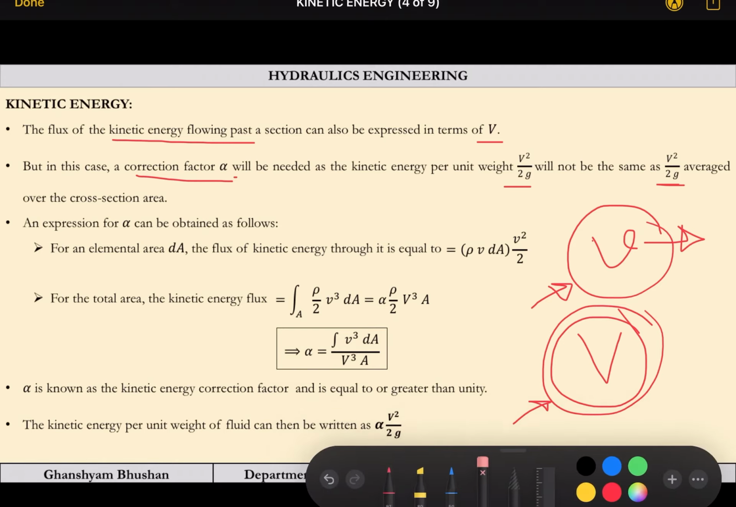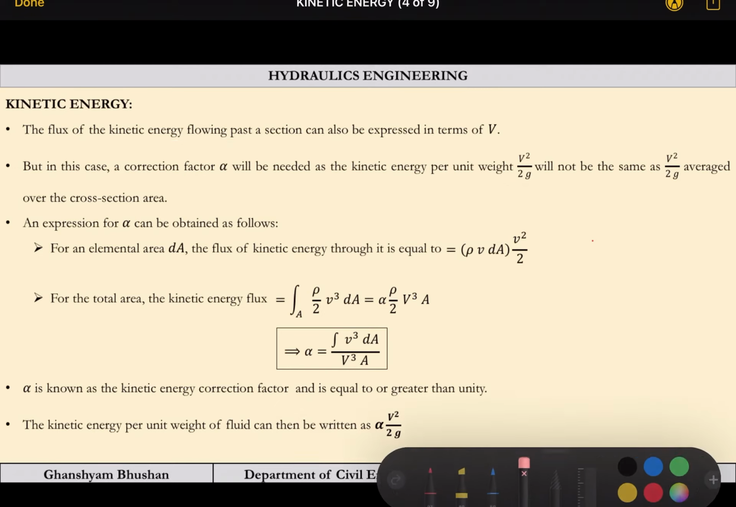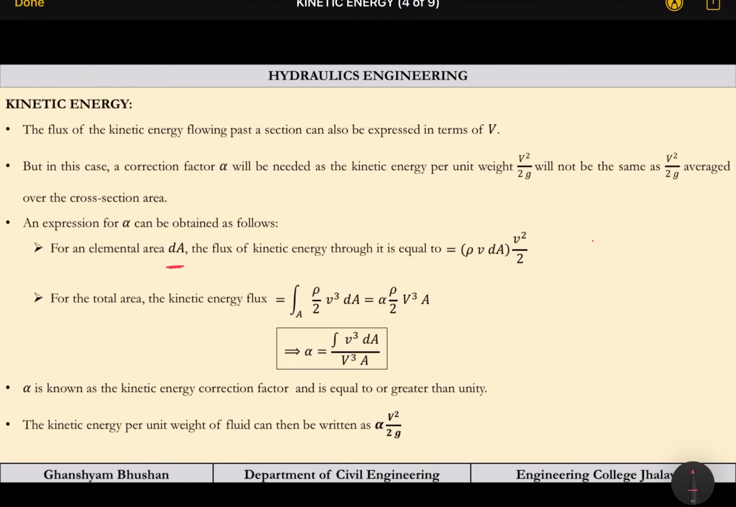Now the expression of alpha can be obtained as follows. So let us see how we are going to calculate it. For an elemental area dA, the flux of kinetic energy through it is equal to how much? Mass into v square. So this is mass, density into area. Actually this is flux, so this will be m dot. M dot means mass per unit time. So if we calculate the dimension of this quantity rho v dA, it will come as kg per second, and multiply with the velocity square by 2.